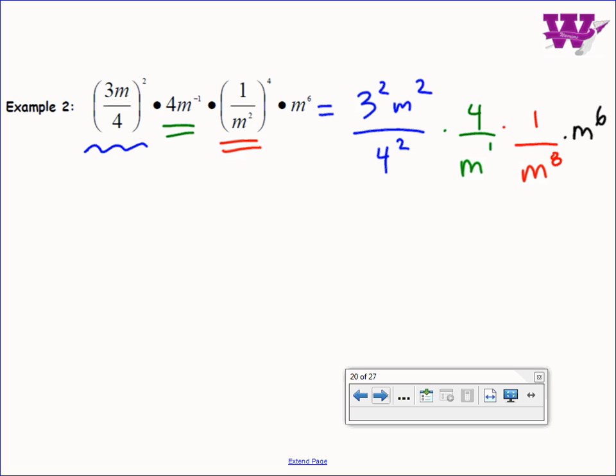All right, how do I multiply fractions? Straight across. So let's rewrite as one big fraction as our next step. So 3 squared is 9, times 4 times 1 is that, m squared times m to the 6th, all over 4 squared times m is 16. M to the 1st times m to the 8th, m to the 9th.